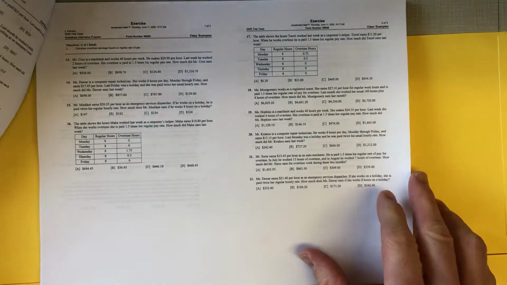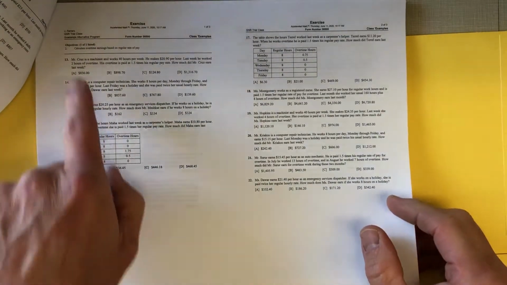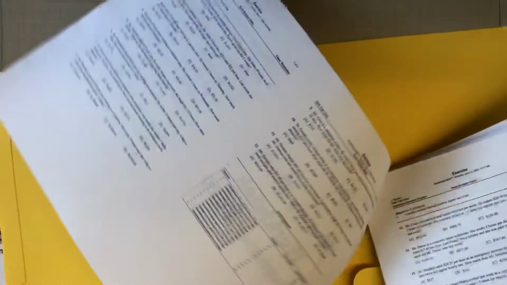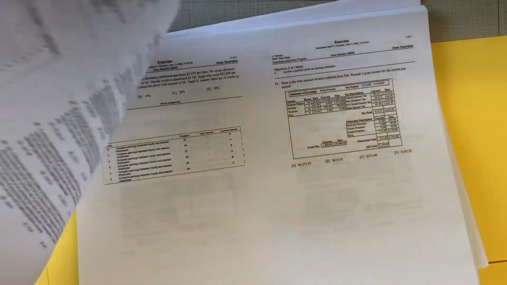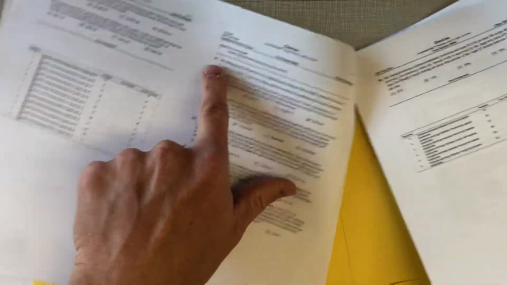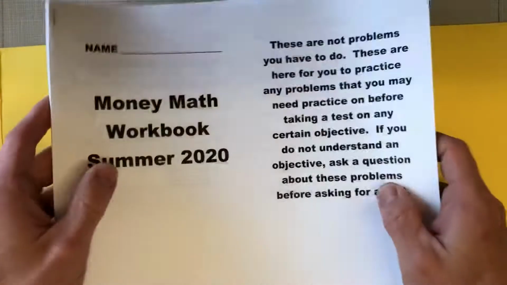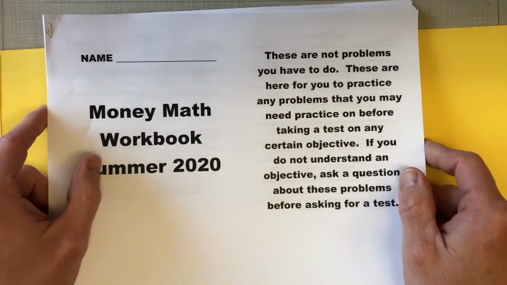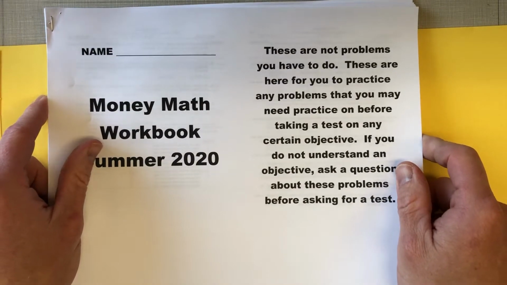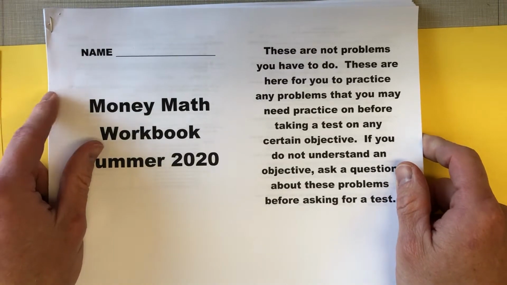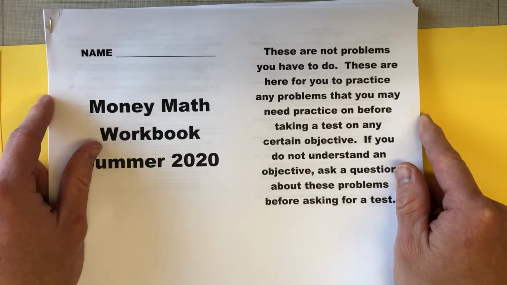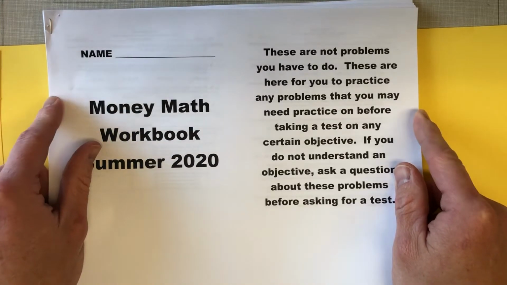So there's multiple pages through, and they're in order of objectives. So it starts objective 1 on this page, objective 2. Sometimes there's more than one objective on a page, or sometimes it takes several pages to do objectives. So objective 3 doesn't start till over here, and it goes all the way to objective 47. Okay, so this is a workbook. This is not something you turn in. Again, they are not problems you have to do. These are to practice. Okay, so you may be asking questions on these.